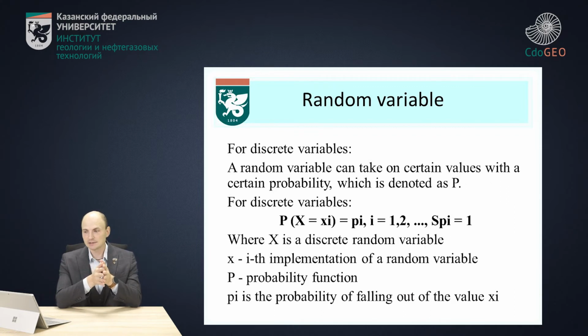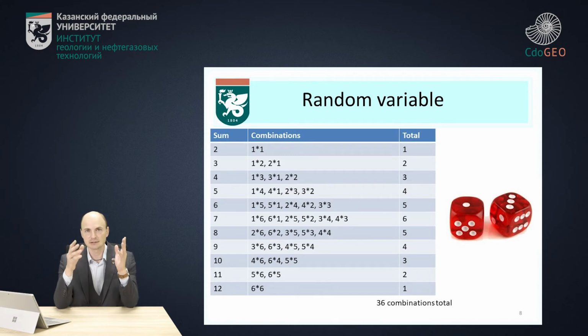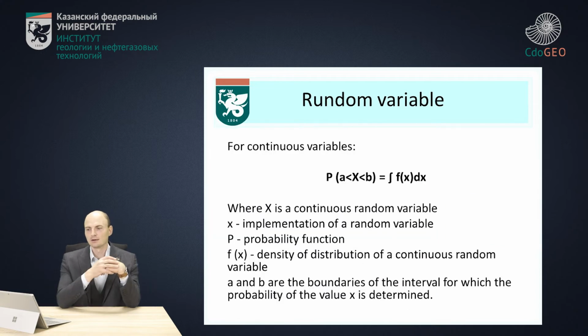For the discrete variables, a random variable can take certain values with a certain probability. If we go back to our example with the dice, we can count its probability. The probability of getting 2 is going to be equal to the amount of combinations of getting 2 divided by the total amount of combinations. For continuous variables, it works a bit differently. We cannot take a separate value, but we have to take a certain interval in which we're going to obtain these values.